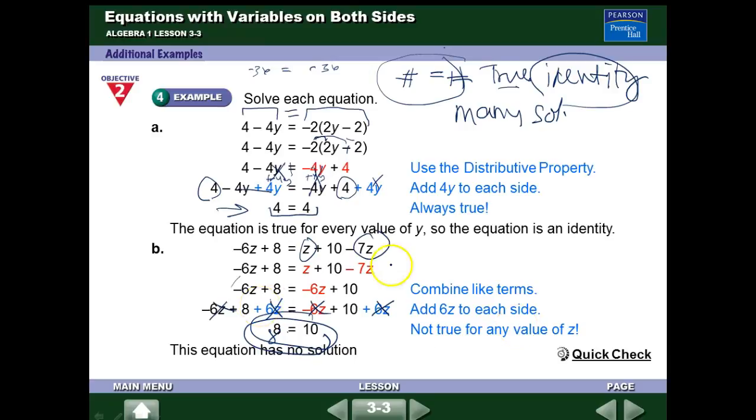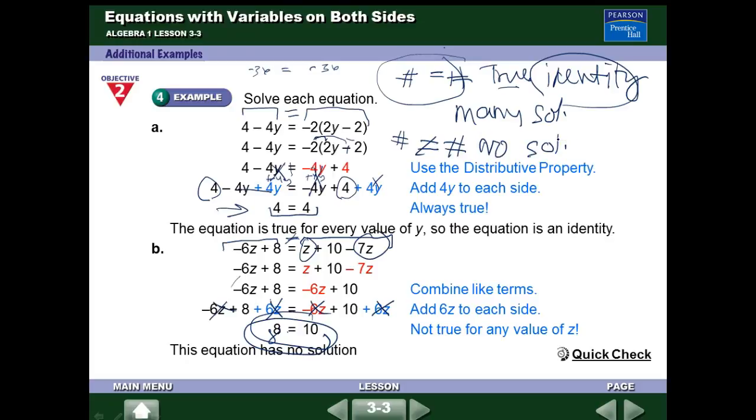Any number you pick for z, you can pick any number you want, and no matter what you do, when you plug it into this side of the equation, it is not going to equal the value you get when you plug in that same number for this side. Okay, so when you get a number that does not equal the same number, we know that there's no solution. And that's how you're going to label these when you're trying to solve these equations.